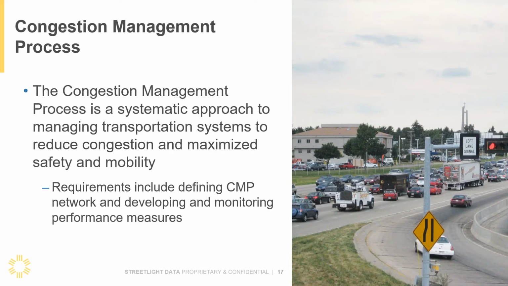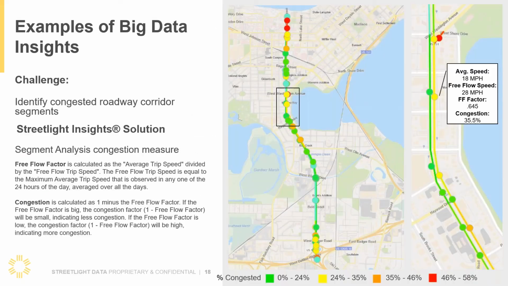So this slide provides an overview of the congestion management process, and it's basically an approach to reducing congestion and maximizing safety and mobility. Next. So this slide shows the relative level of congestion in the Park Street corridor. It's really just an example of how we can perhaps use StreetLight data for our congestion management process.